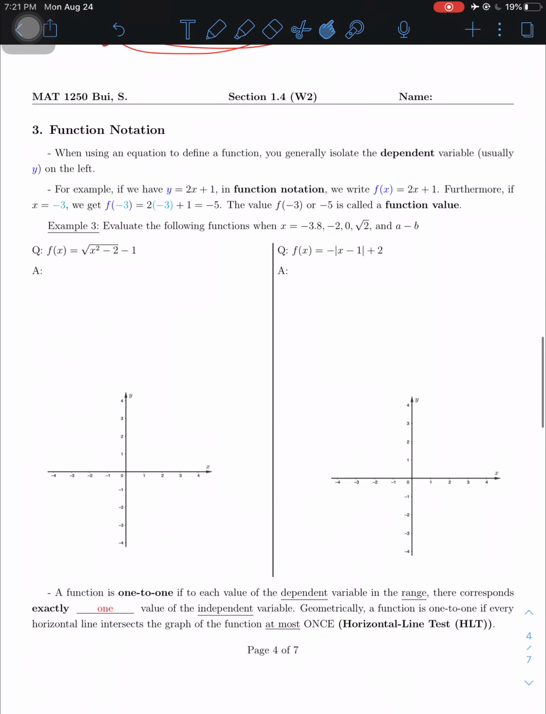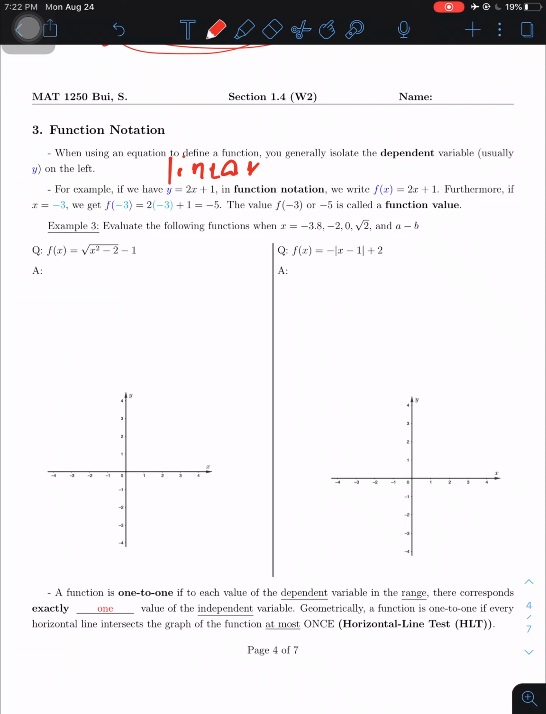3. Okay, function notation. When using an equation to define a function, you generally isolate a dependent variable, which is y, to the left-hand side of the equation. For example, if we have a function y equals 2x plus 1, just to emphasize, this one is also a linear equation. Why do I know that? Because there's no power on either x or y. I like to recall some definition that I learned when I see something. That's just my habit. But you don't have to do it, of course.